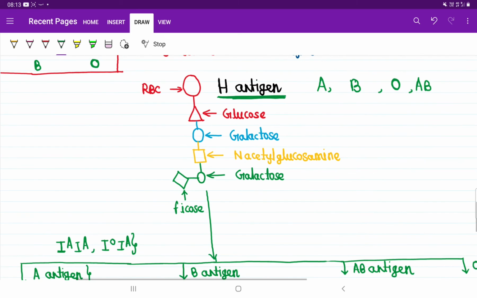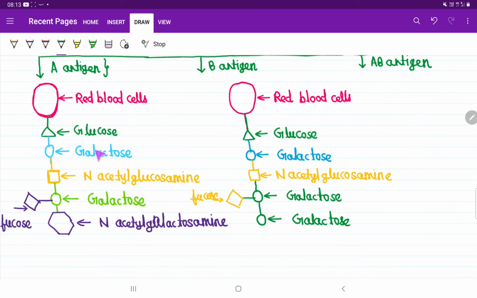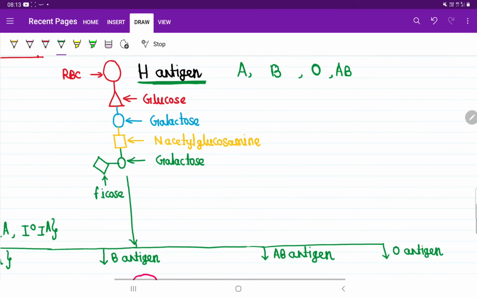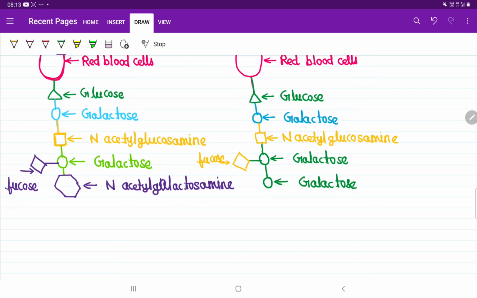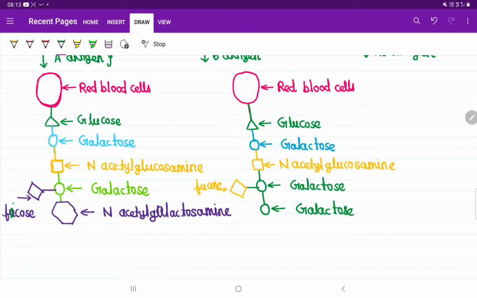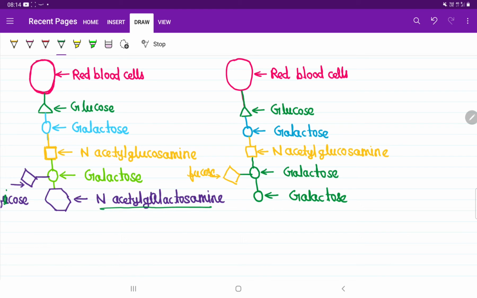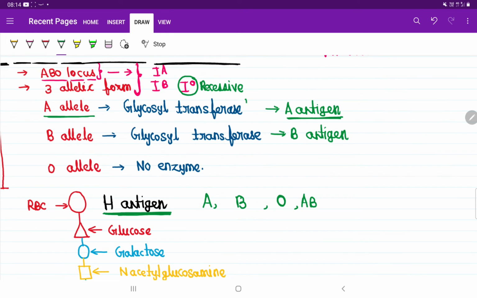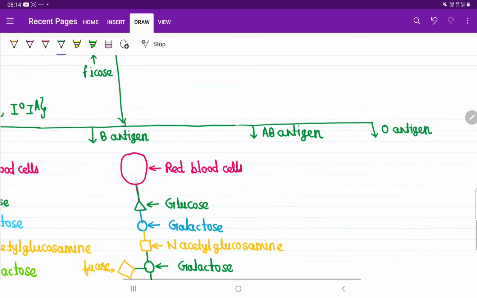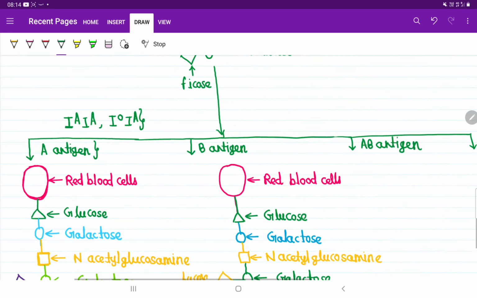Now this A antigen, how is it different from the H antigen? You see, glucose is common, galactose is common, N-acetyl glucosamine is common, galactose is common, fucose is common, and then the IA allele added one sugar, that is N-acetyl galactosamine. This enzyme, galactosyl transferase, will add one N-acetyl galactosamine, then H antigen will change into the A antigen, right?